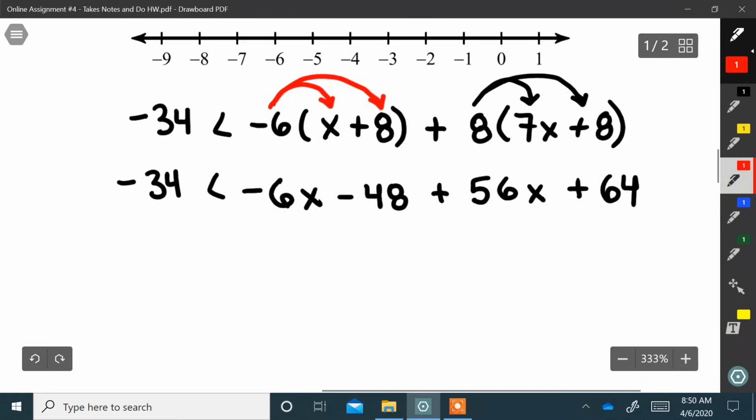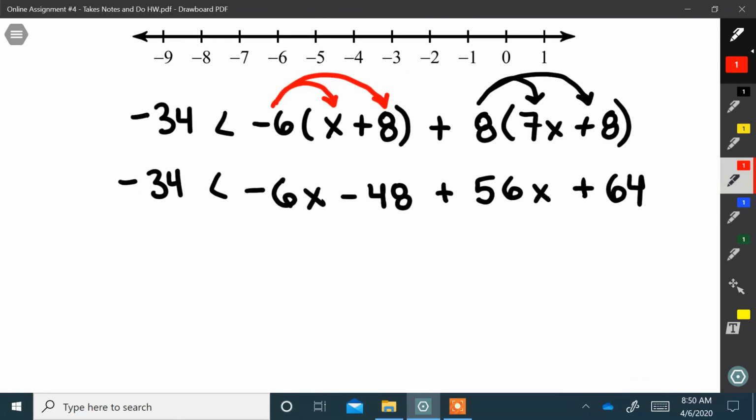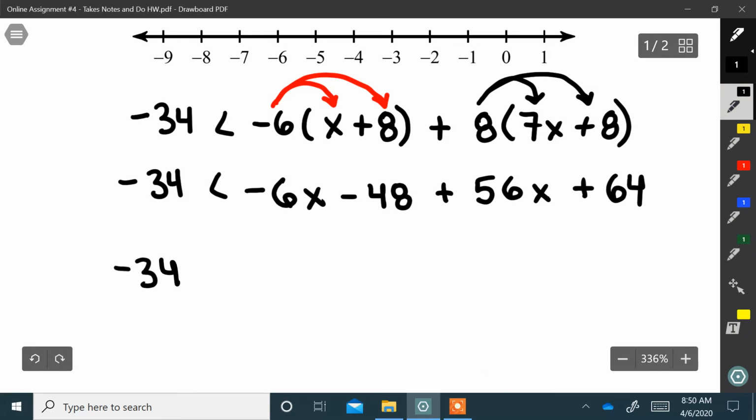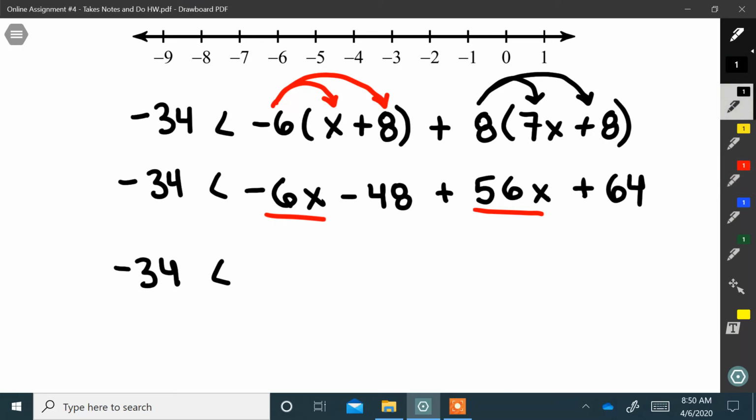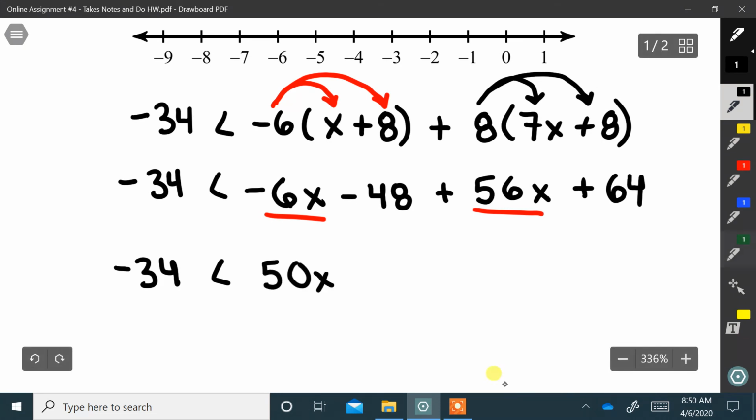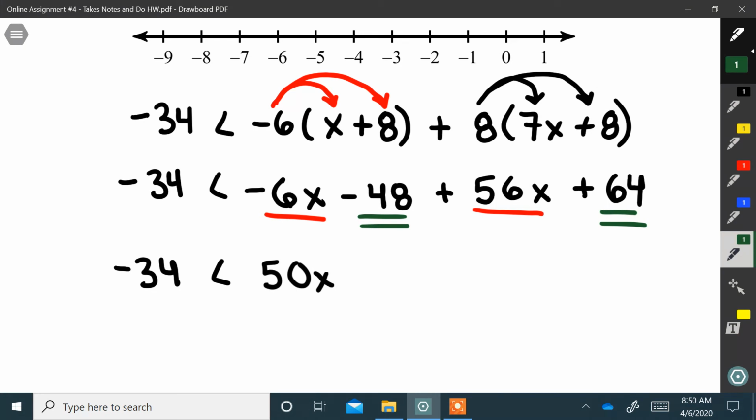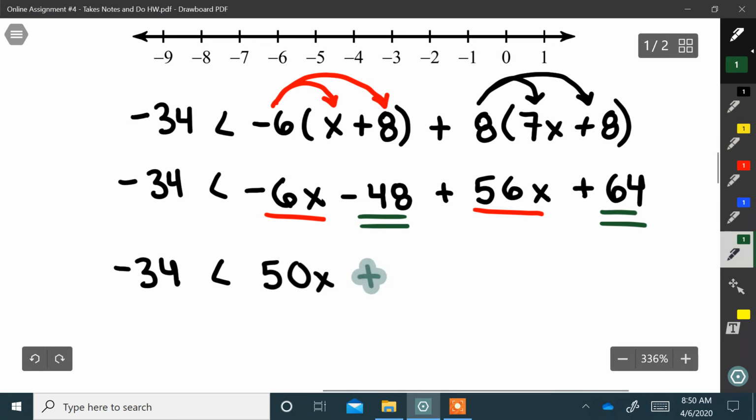Okay, so we're gonna go ahead and combine like terms. The first term I want to combine, let me rewrite some of the stuff here, is this negative 6x could be combined with this positive 56x. So we got negative 6 plus 56. That's going to be 50x. And then we have this negative 48 plus this 64. Okay, so 64 minus 48. Of course, that's going to be 16. Let me actually write it with black here. All right, very good.